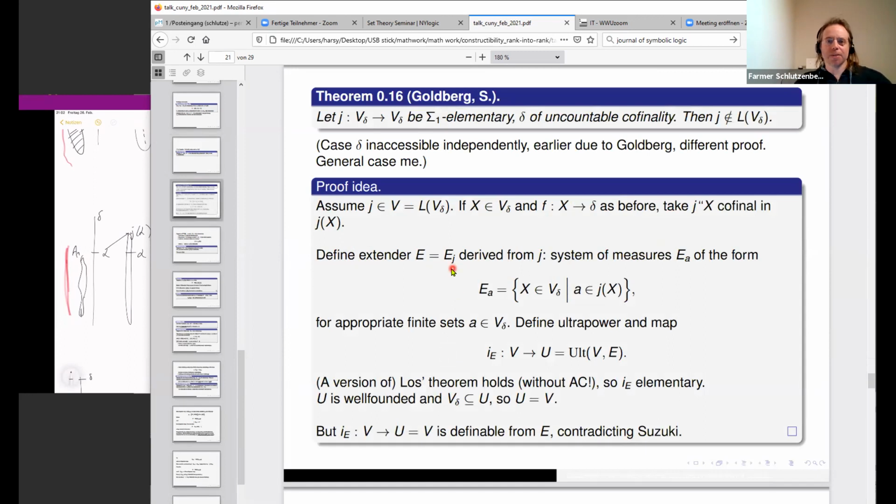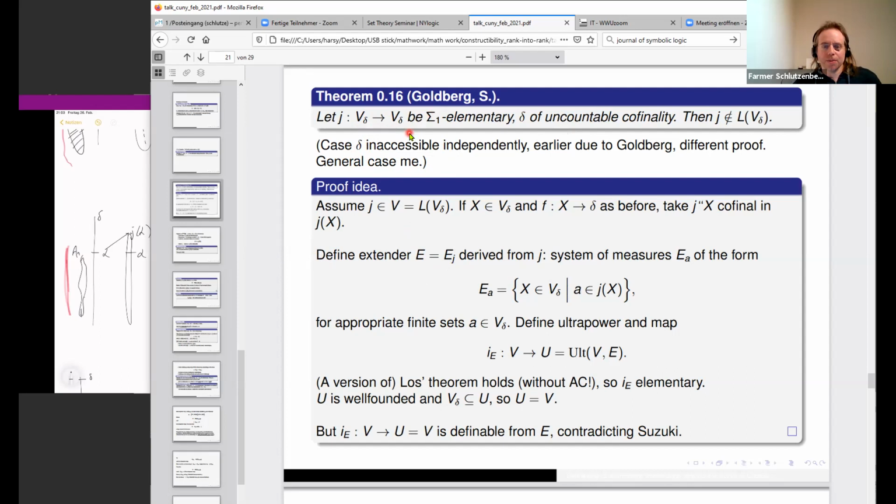Okay, so that was, I guess this is switching topic a bit. So are there any questions at this point? Okay, so I'm going to now consider constructability instead of definability.